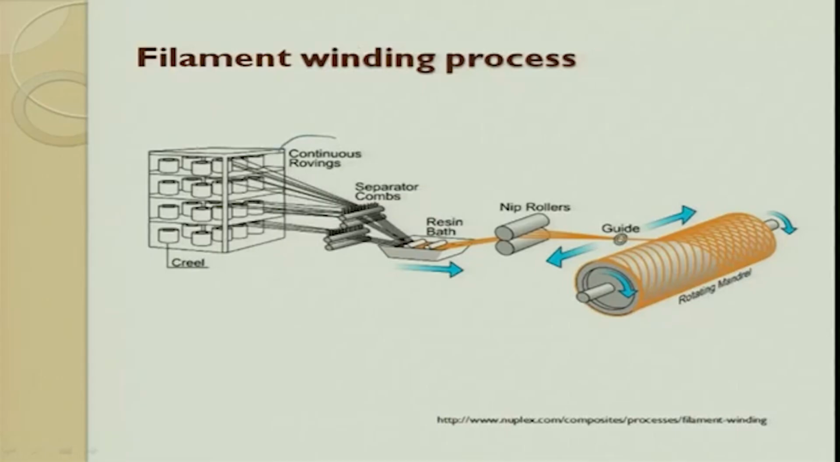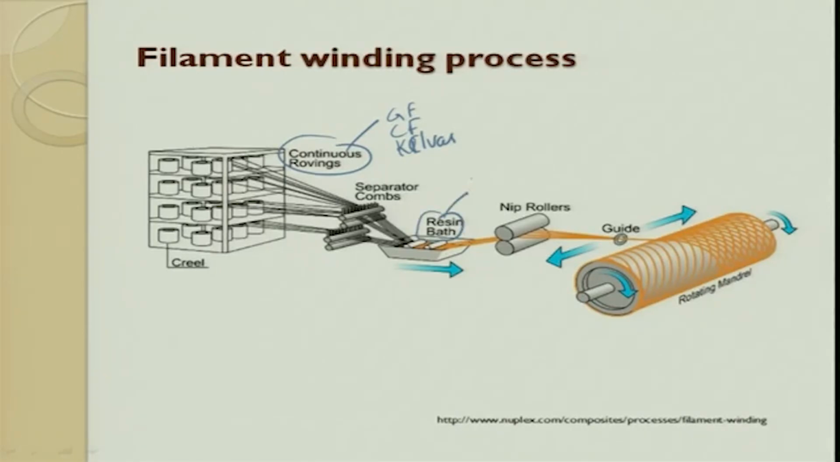You see continuous roving. This can be glass fiber, this can be carbon fiber, this can be Kevlar fiber. You have all these reels which are kept here, and from these reels there are a lot of wires which come here. They pass through a separate comb, and after passing through the separate comb, all these are brought in proper tension and the spacing is maintained, and afterwards it is asked to pass through a resin bath.